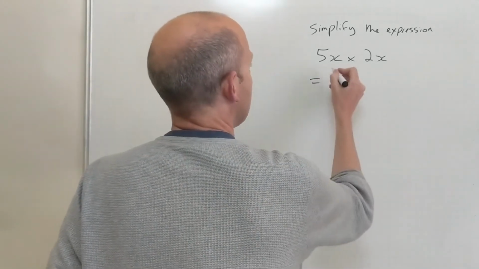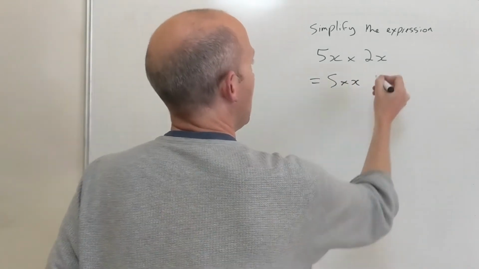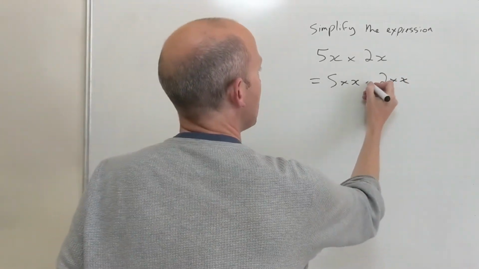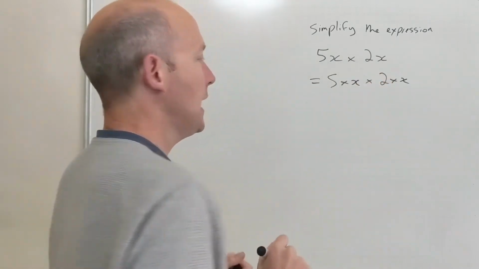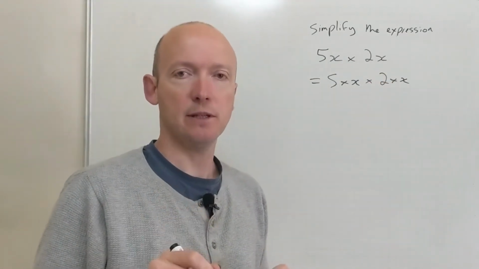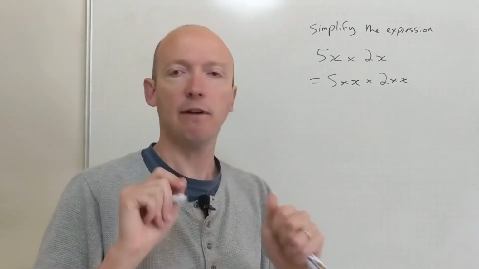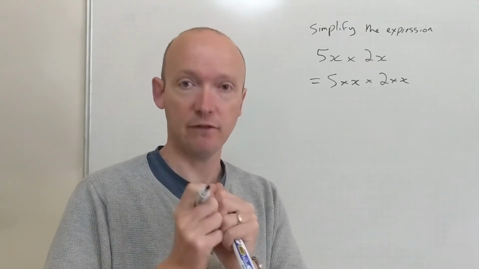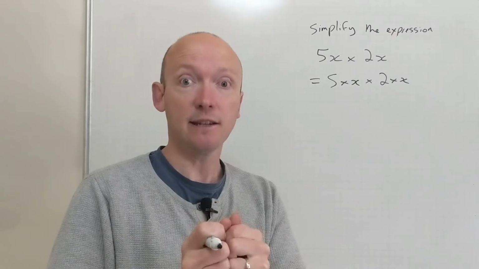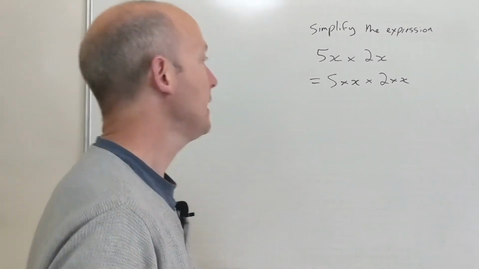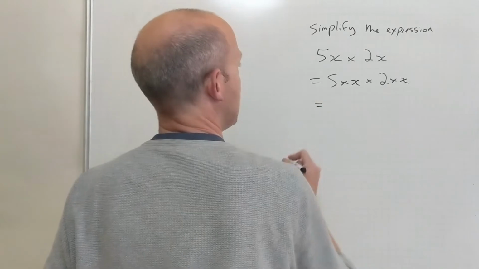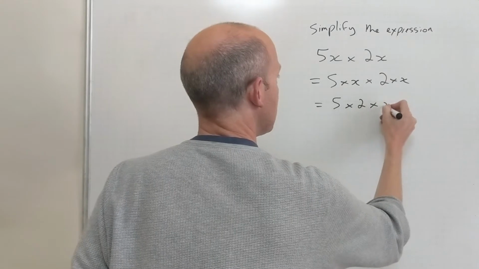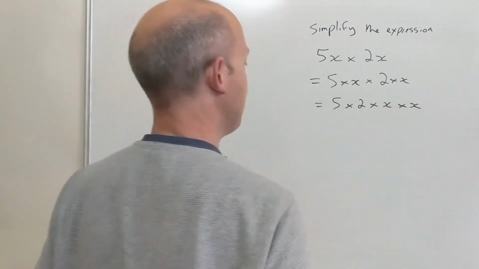5 times x, 5x. And 2 times x, 2x. I'm just going to write this out longhand for a second. I've got a times sign in between those here like that. Now I want you to remember that when you're multiplying two numbers, the order doesn't matter. You can do it in whichever way around you want to do it. So when you're learning your times tables, for example, if you know that 8 times 9 is 72, then you also know that 9 times 8 is 72. The order doesn't matter. So I could happily take this expression here and turn this round and make that 5 times 2 times x times x.